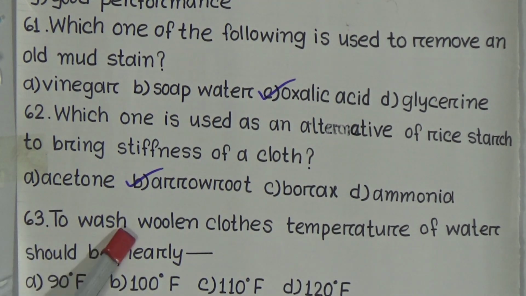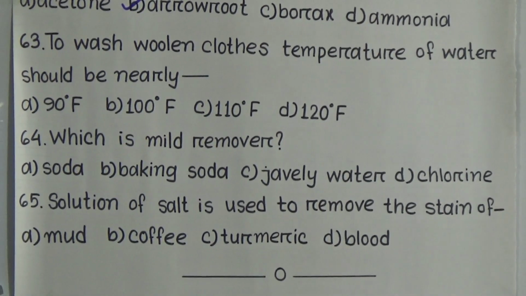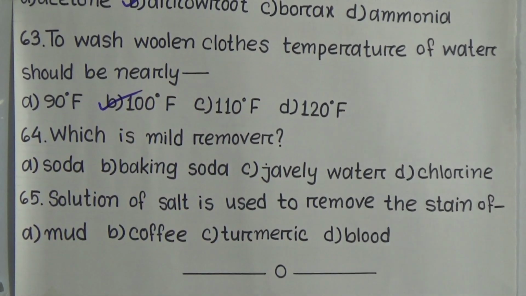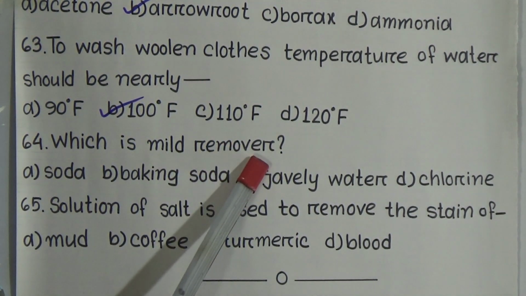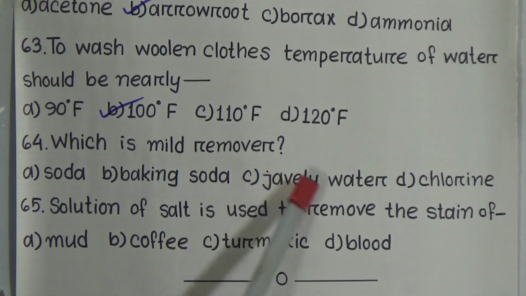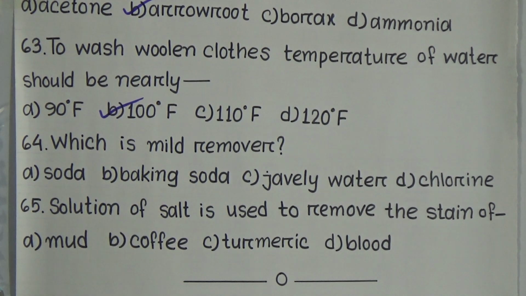Number 63. To wash woolen cloths, the temperature of water should be nearly 90 degrees Fahrenheit, 100 degrees Fahrenheit, 110 degrees Fahrenheit, 120 degrees Fahrenheit. Here the correct answer will be option B, 100 degrees Fahrenheit. Now come to question number 64. Which is a stain remover? Options are soda, baking soda, Zavali water, chlorine. So here the correct answer is option B, baking soda.